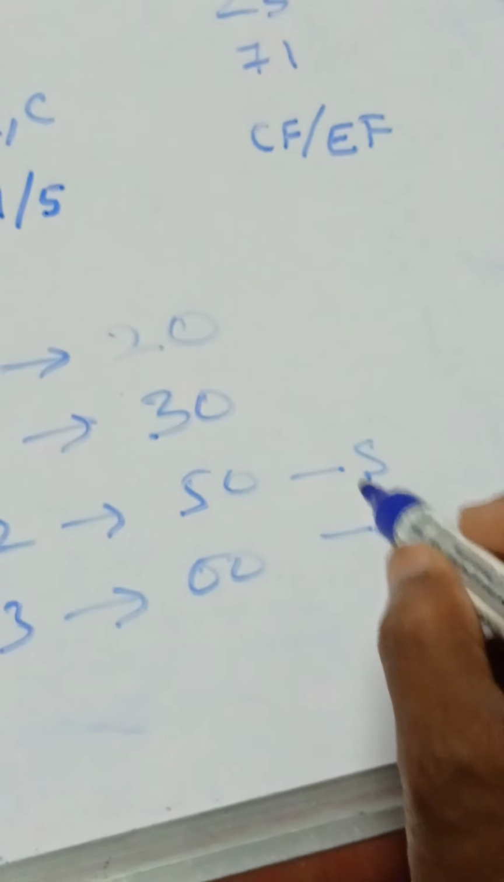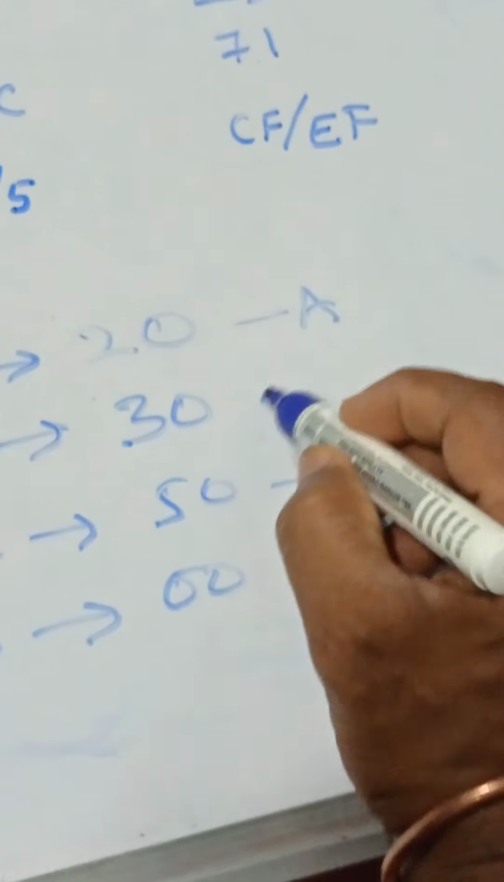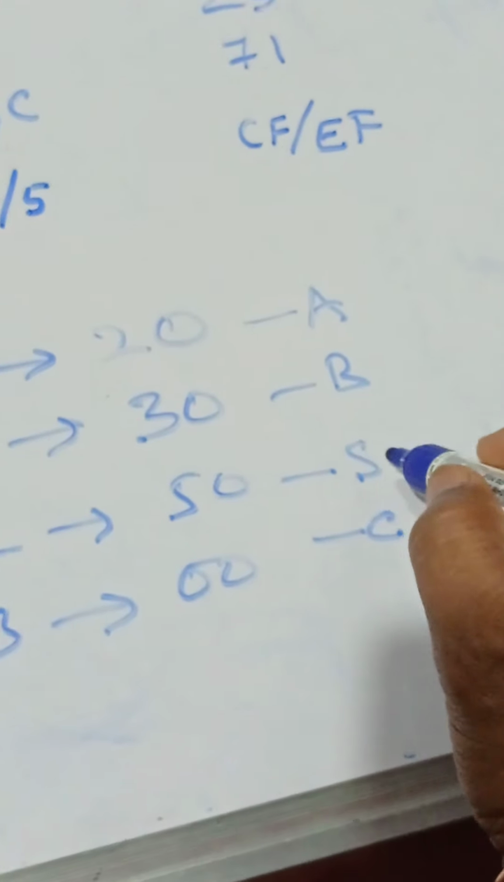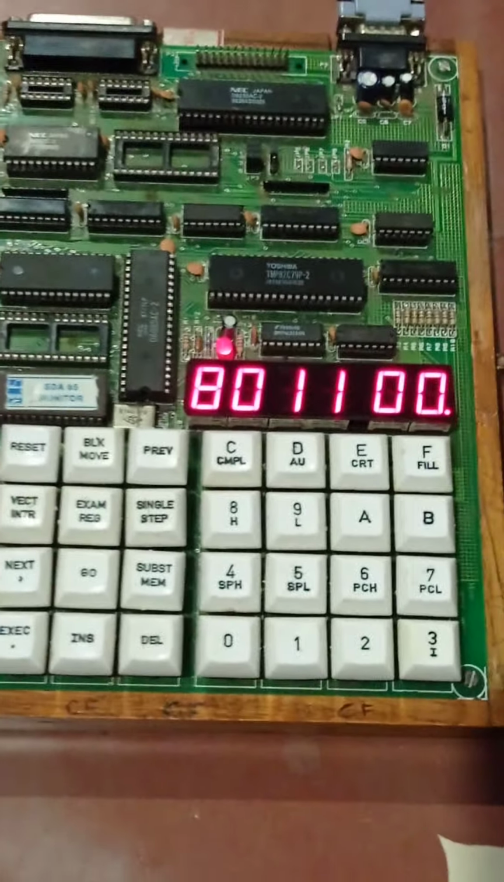This is the carry component. These are the two numbers that we have taken, A and B. The sum of these two will be available here and the carry will be available here. So we have entered the program now. I want to enter the data.